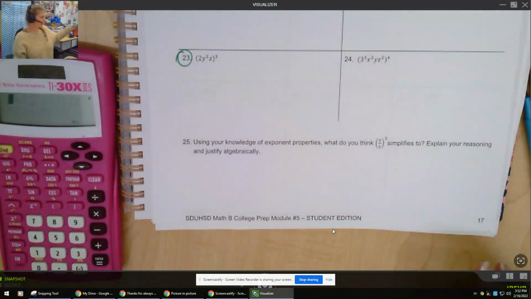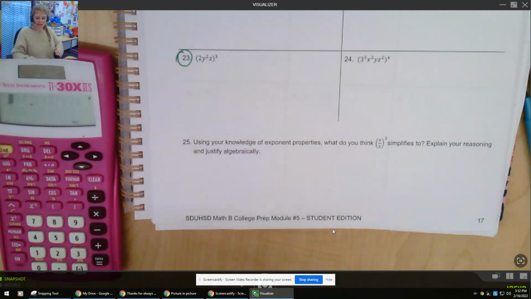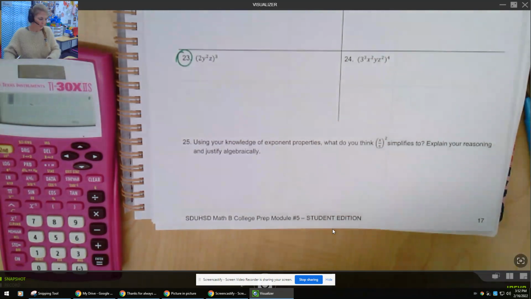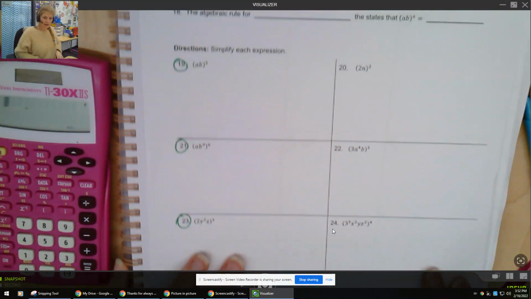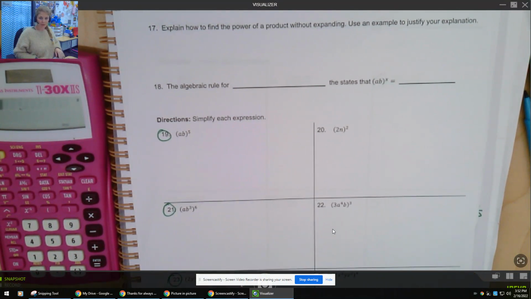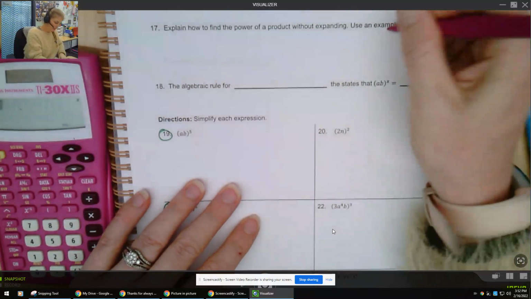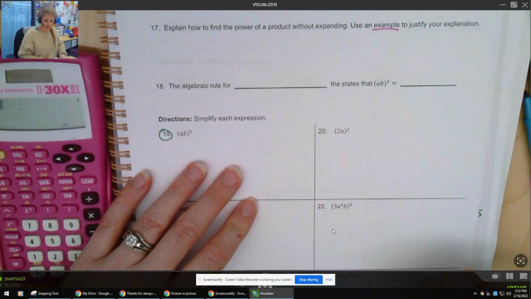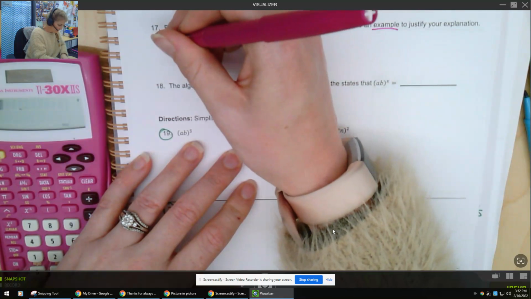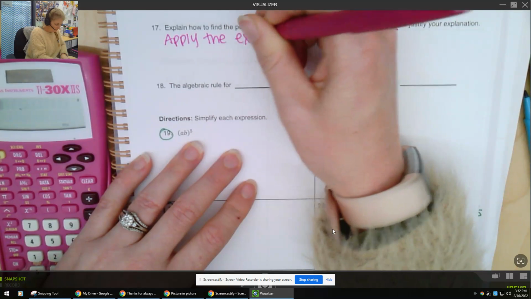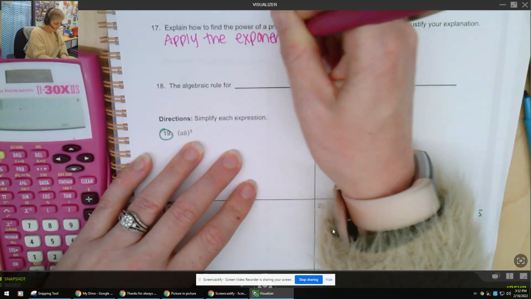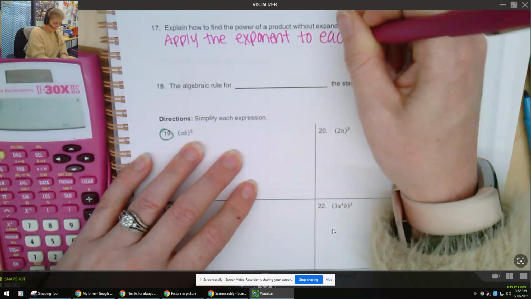Okay, let's keep going. So this explains our next rule, which is power of a product. So we're going to explain how to find power of a product without expanding, and we're going to use an example to justify our explanation. So we're going to say apply the exponent to each factor inside.